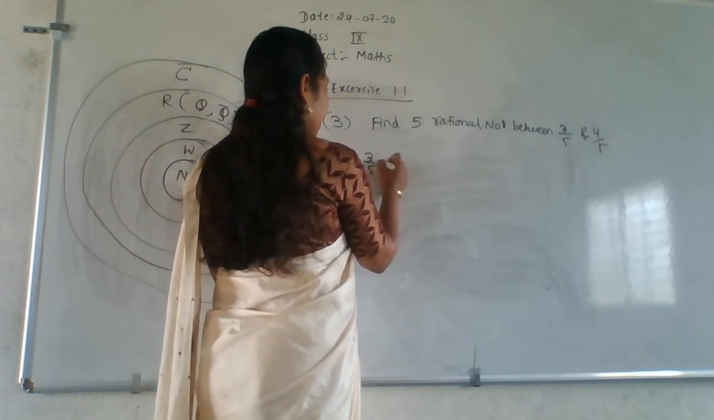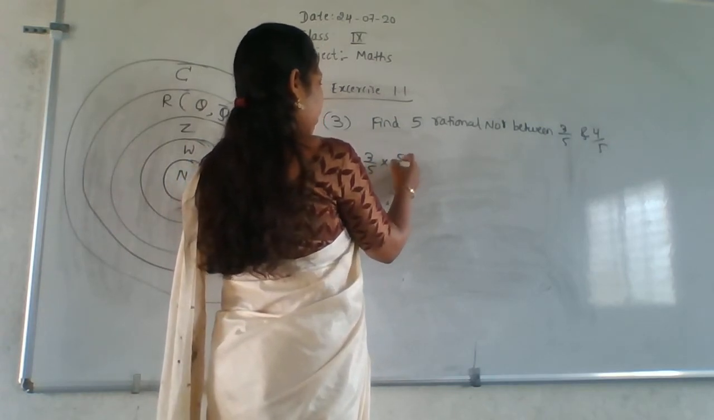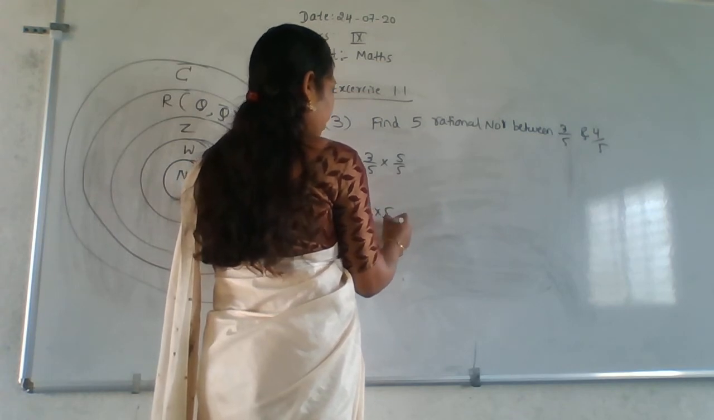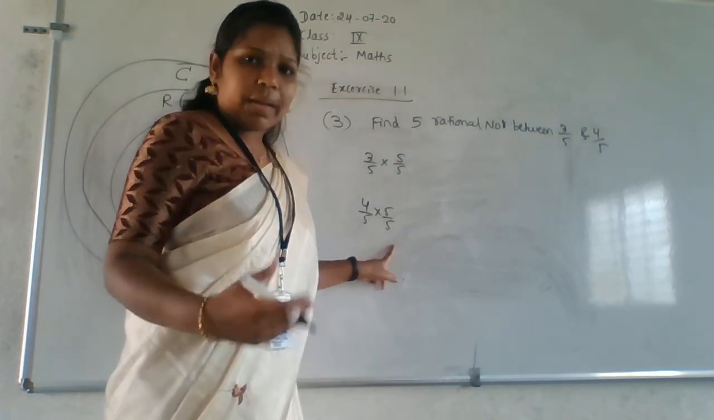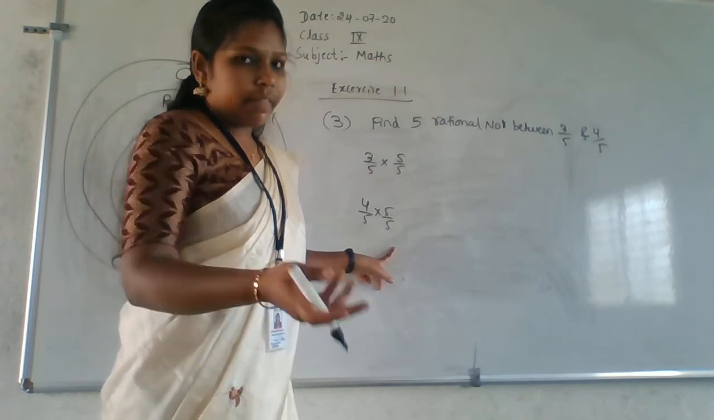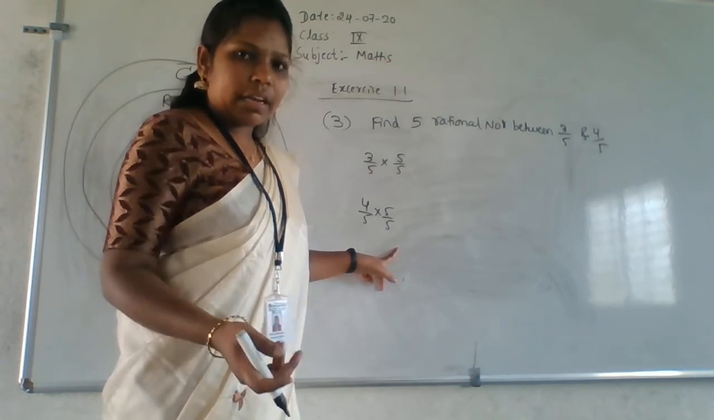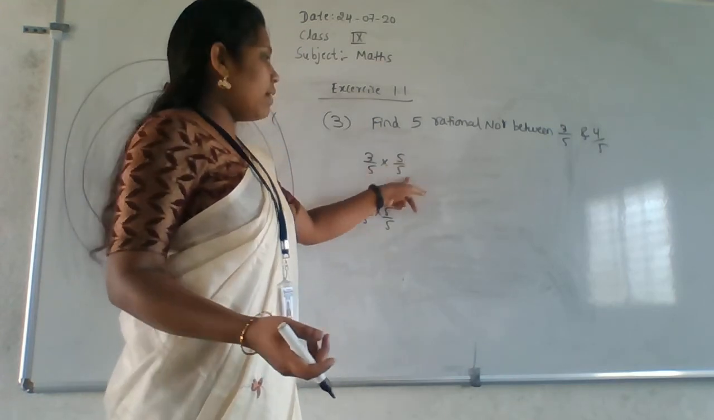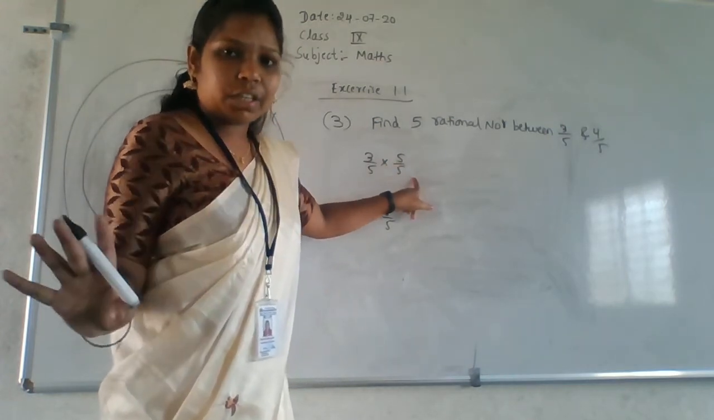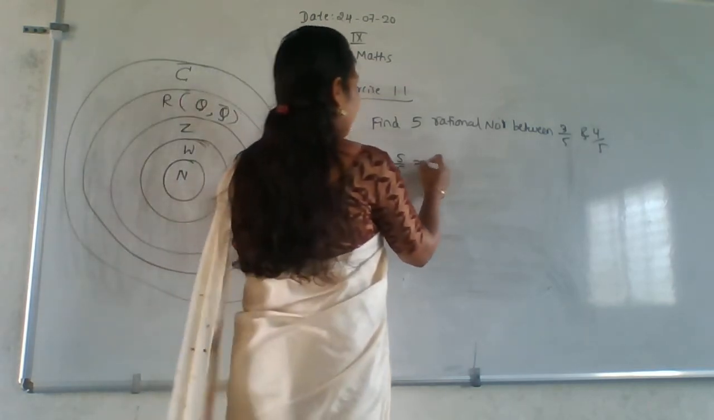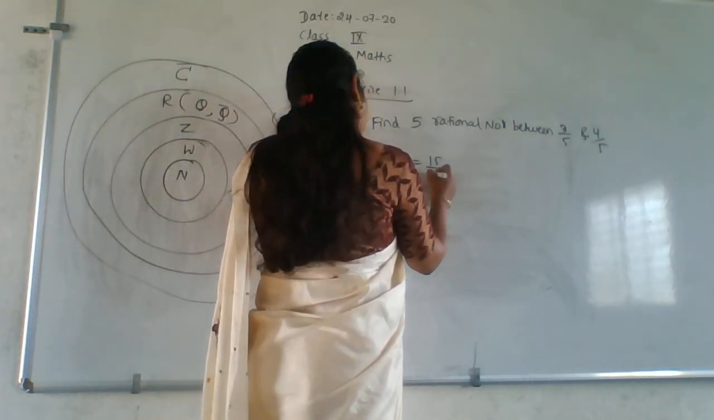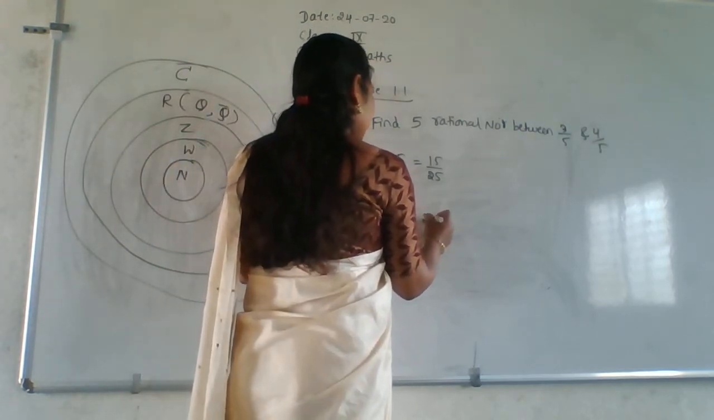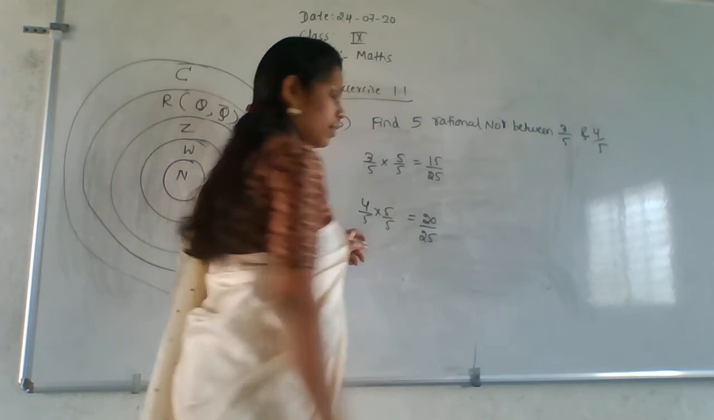So multiply this 3 by 5 by 5 by 5, and next 4 by 5 by 5 by 5. Take any value, not only 5 by 5. You can take 6 by 6, 7 by 7, 8 by 8, 9 by 9. Whatever value you want, you can multiply here, but these values should be the same. That is the condition. So multiplying here, you will get 15 by 25. Next here, 20 by 25, right?